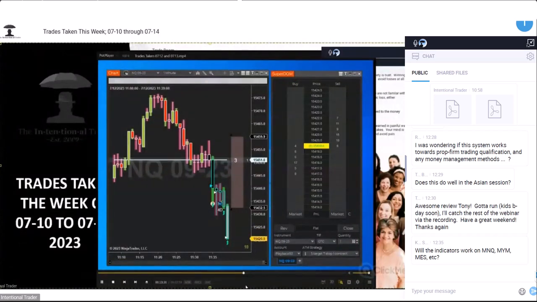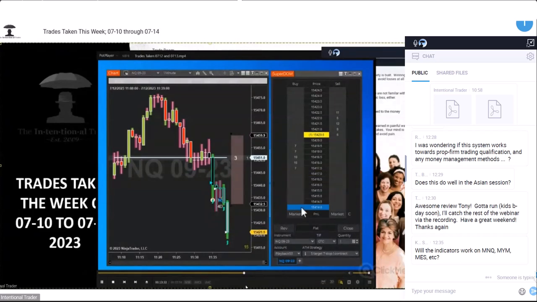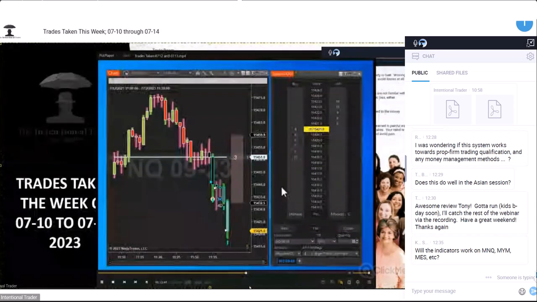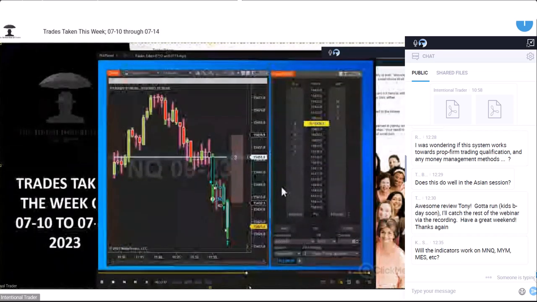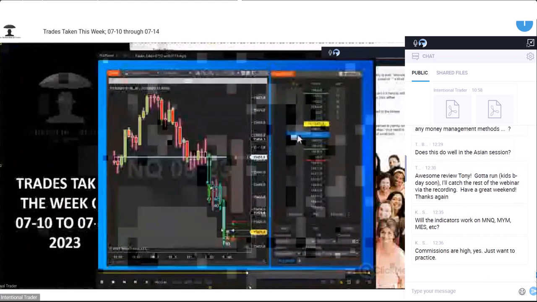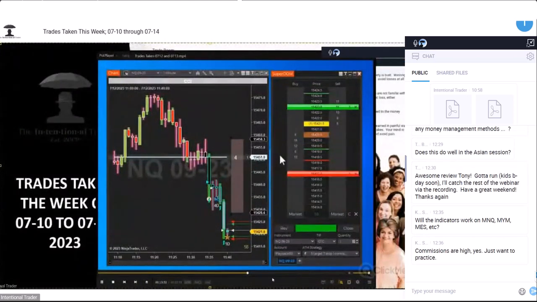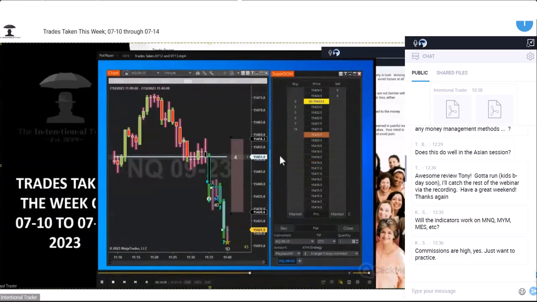For what they do, getting you in slowly and the cost, all things being equal, is higher than the minis. So I prefer to trade the minis. But when you're learning, it's a lot cheaper way to learn. The fees are more on the micros. Yeah, that's a good way to get your feet wet, though, for sure. I don't do it myself, and I would recommend that once you get good at this, that you graduate to the minis.